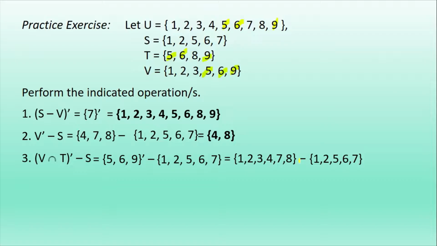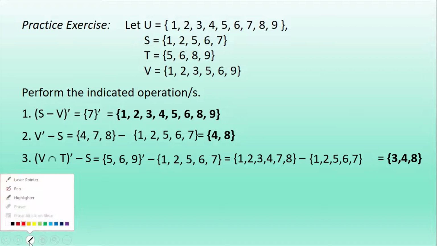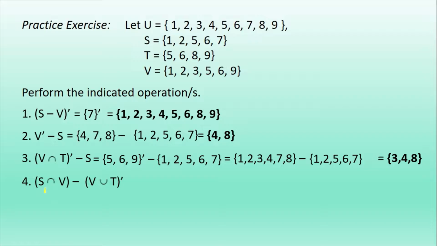The next, after that, just one operation left, we erase the common. Common to them, we have 1, we have also 2, we have also 7. So what remains? 3, 4, 8, that will be the answer. Okay, so let's have our last example. We have S intersection V minus V union T prime.